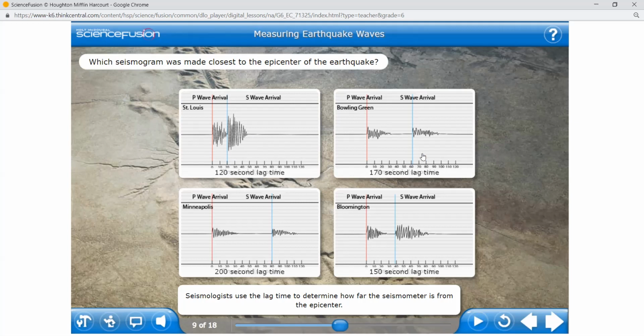Then from P to S, and again when S starts, and then P begins. So they have given a 120-second lag time, 170-second lag time, 200-second lag time, and 150-second lag time. Lag time is used to determine how far the seismometer is from the epicenter. The seismogram showing the shortest lag time was made closest to the earthquake. Which seismogram was made closest to the epicenter of the earthquake? Click on your answer.